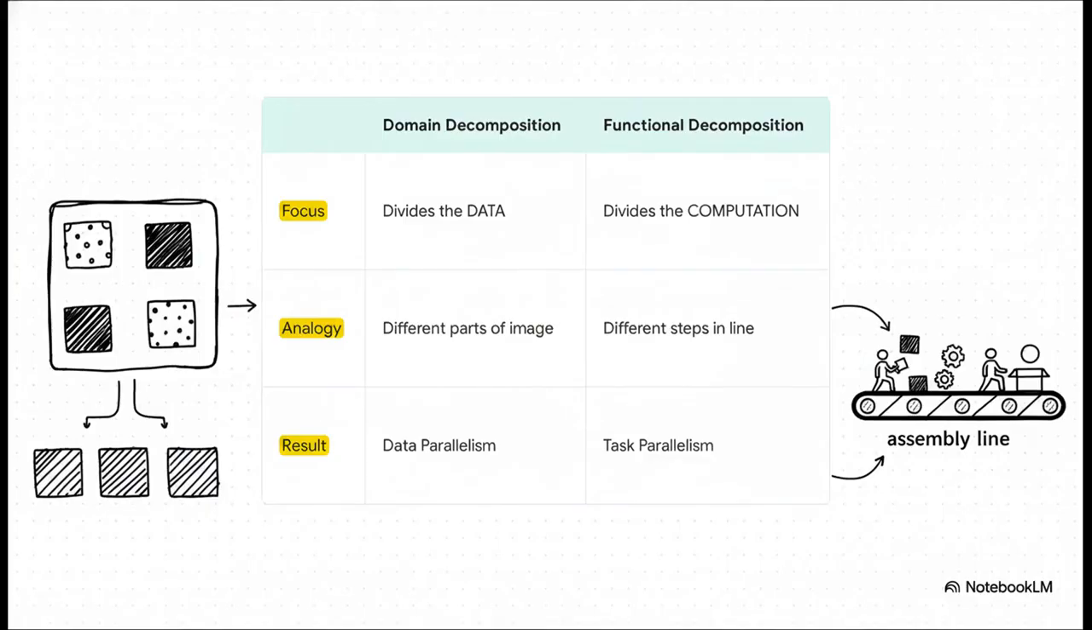Remember way back at the beginning, that first step, partitioning? What we did is called domain decomposition. We split up the data. In our case, the image. Each worker got a different part of the image.